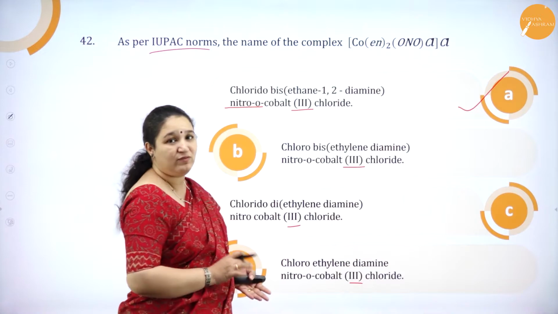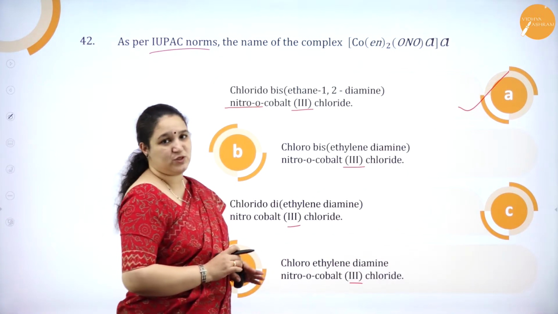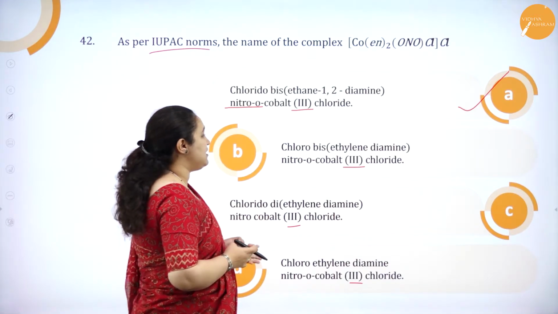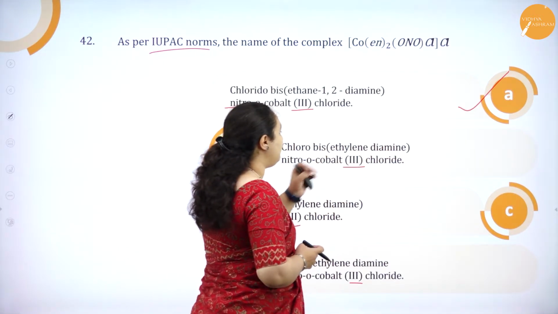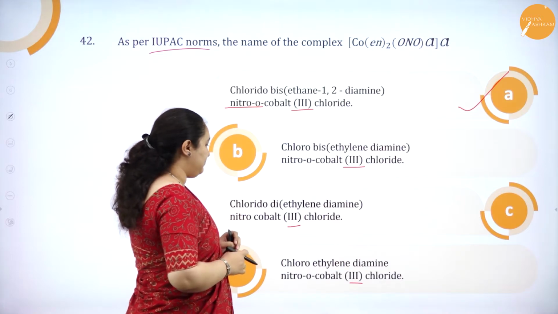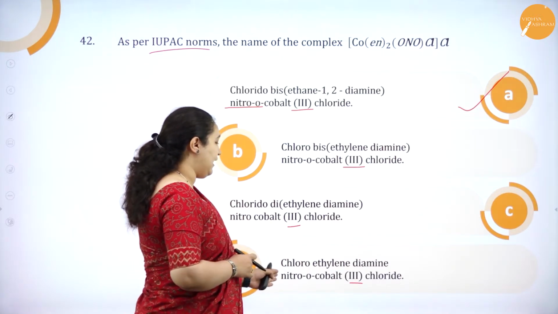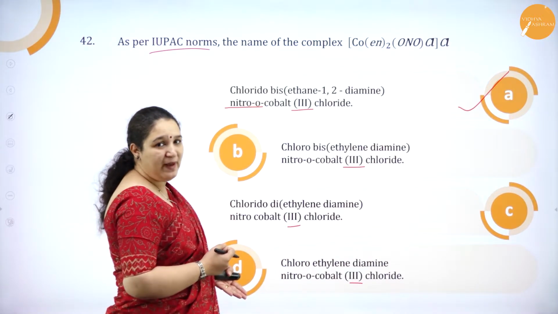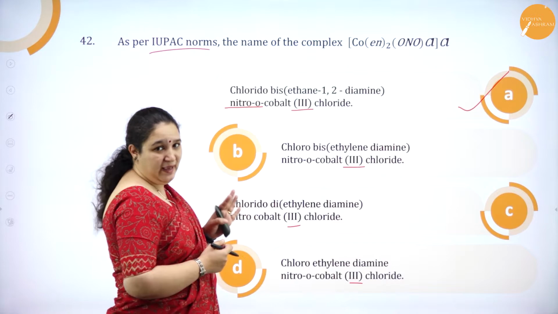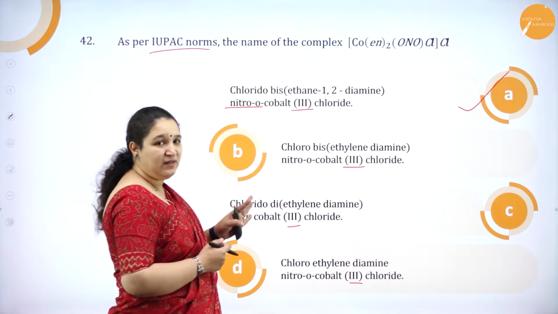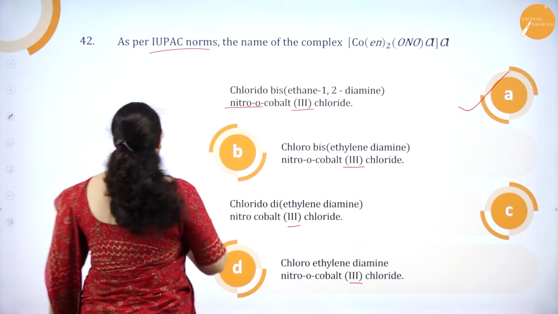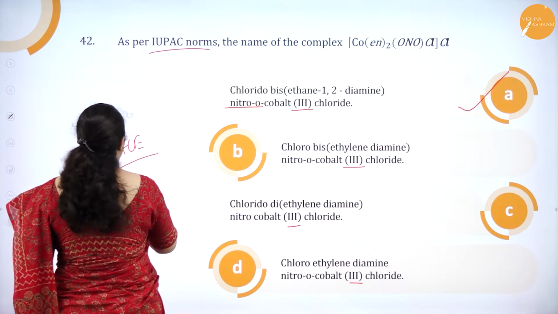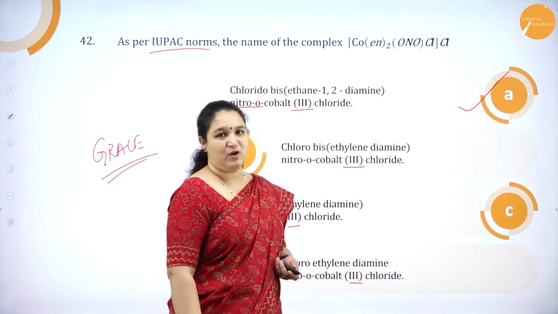Nitrito O cobalt 3 chloride should have been the correct answer, but we do not have nitrito O in any of the options. The other options cannot be right because there are other mistakes also. Here the IUPAC name of ethylene diamine is not there, and here they have given chloro. Also this one has no proper IUPAC name. So it should be option A, but that also is wrong. So this question has been allotted grace marks.